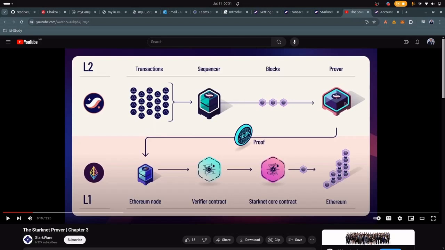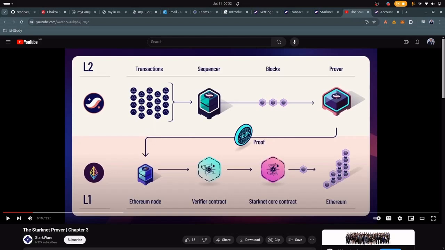The prover receives the blocks, then re-executes all the transactions in the blocks again to make sure that what the sequencer did is correct. So it's like double-checking the transactions done by the sequencer. If the transactions are valid, it generates a proof for the whole blocks. Then it sends the proof down to the Ethereum node, to the verifier here.